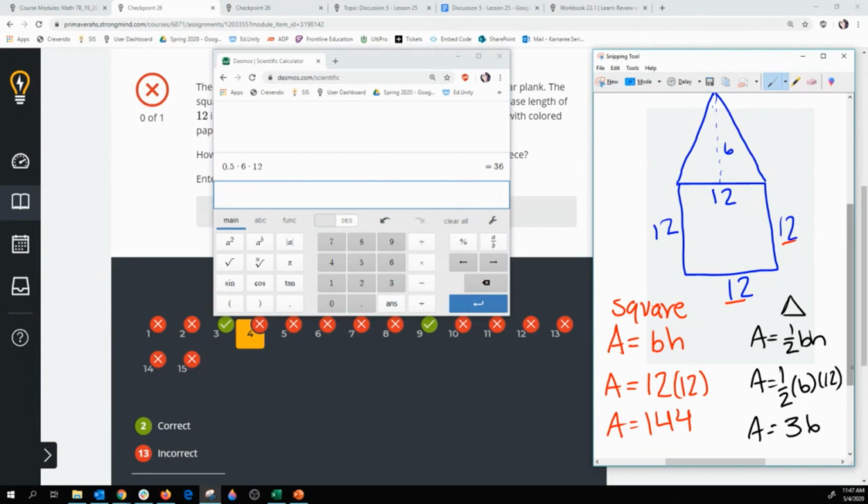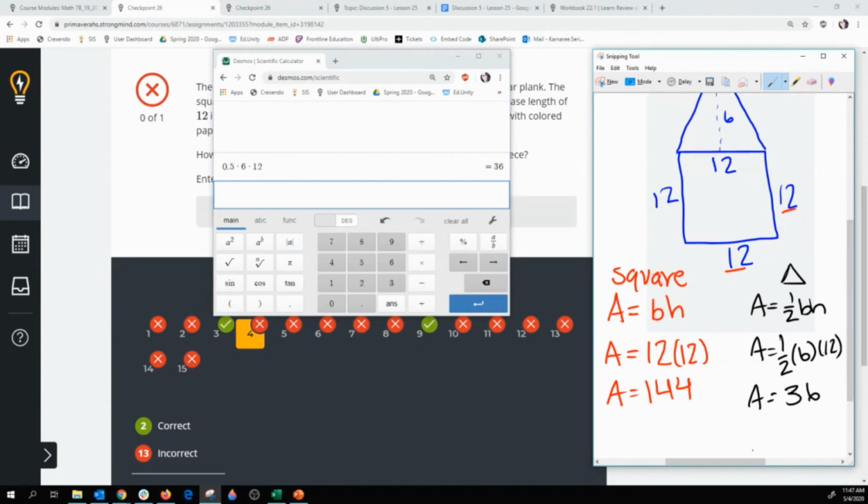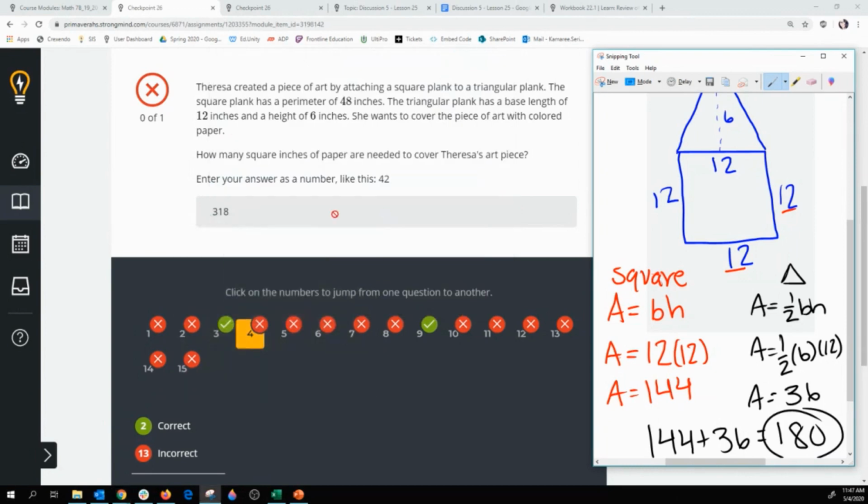So the very last step here would be to add together our areas. So 144 plus 36, which would give me 180. So Teresa would need 180 square inches of paper to cover her art project.